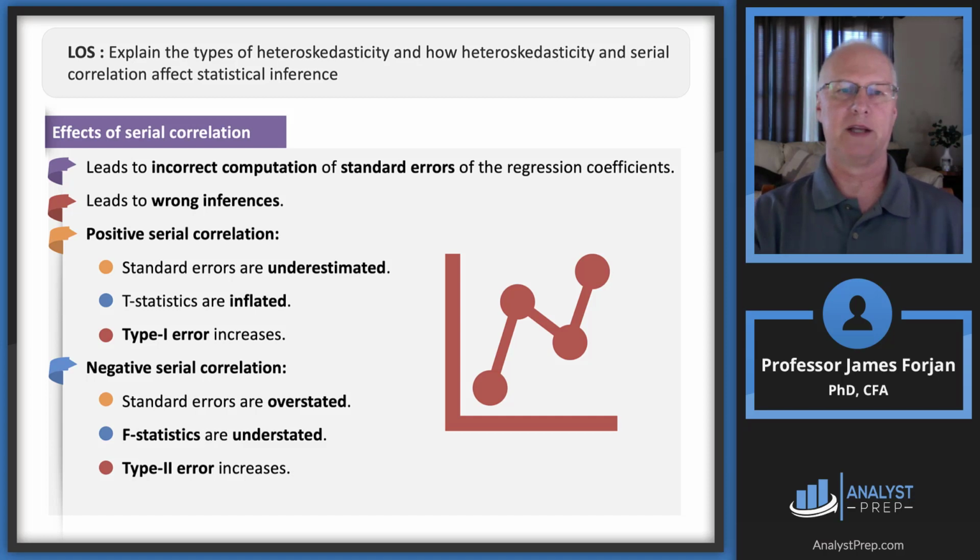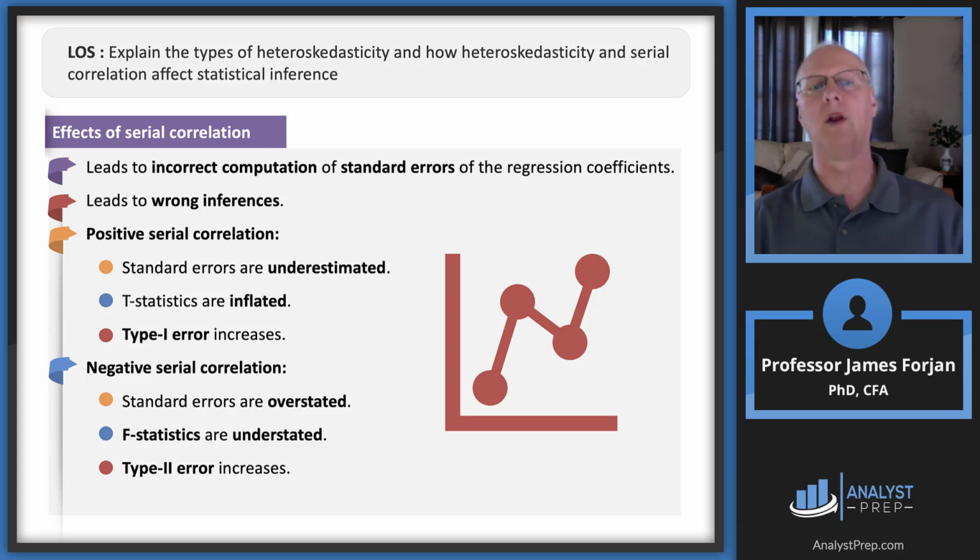Now, here's a good slide to memorize. Incorrect computation of standard errors because of serial correlation is going to lead to wrong conclusions and wrong inferences. And so this is what I would do. Notice we've got the orange and the light blue arrow points. I would remember these. Positive serial correlation: the standard errors are underestimated, t-stats are inflated, type 1 error. For negative serial correlation, just the opposite. Standard errors are overestimated, the F-statistic is understated, and then it's a type 2 error. I would memorize those.